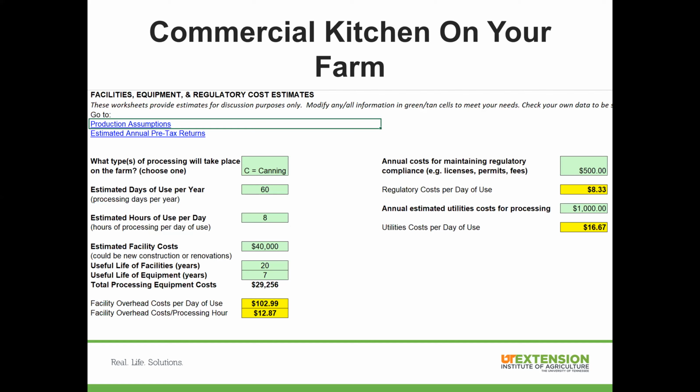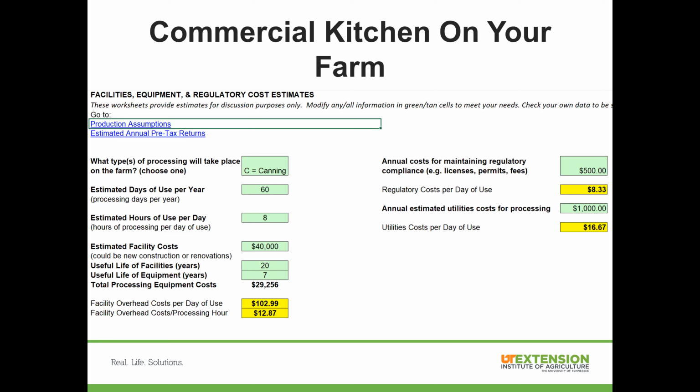Then we would say, okay, how long do we expect that facility to last? And in this case, we've said 20 years. And how long do we expect the equipment to last? On average, 7 years. So we've actually already plugged in our equipment. We'll look at that in just a moment.